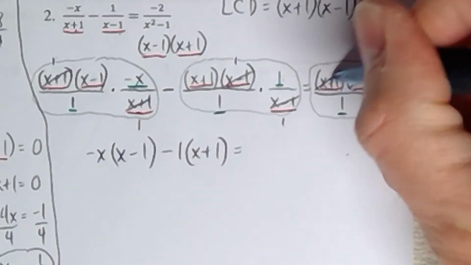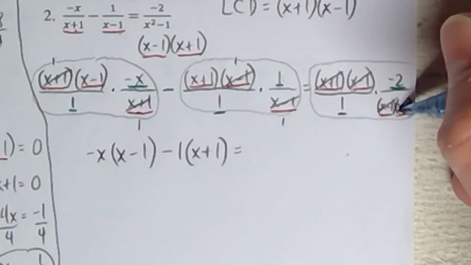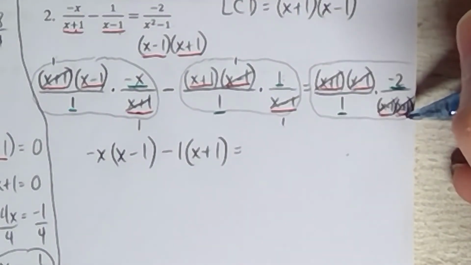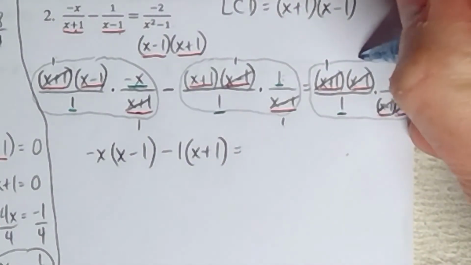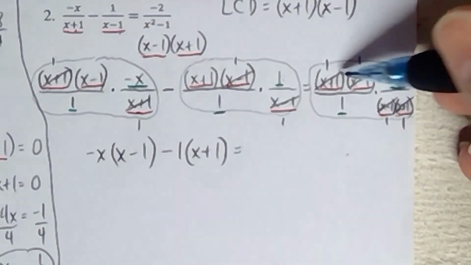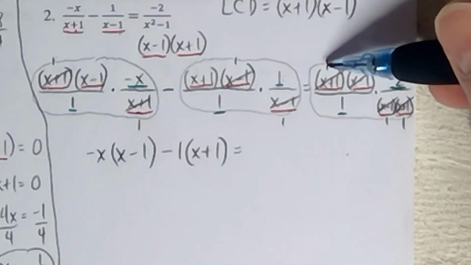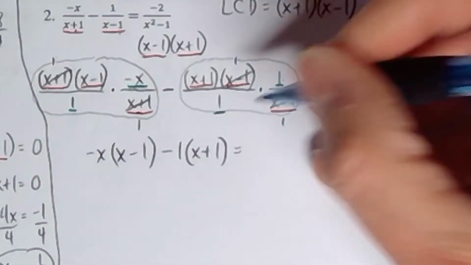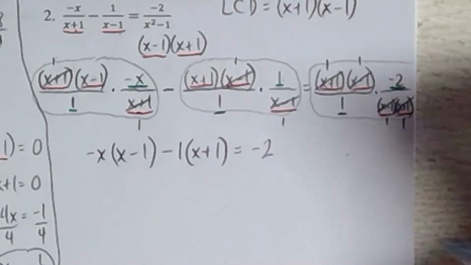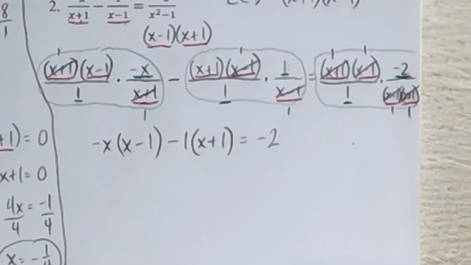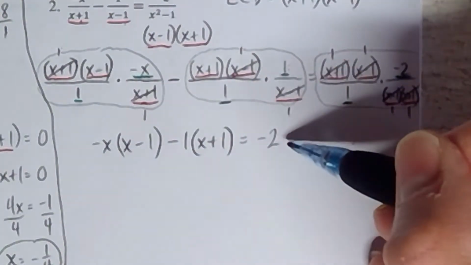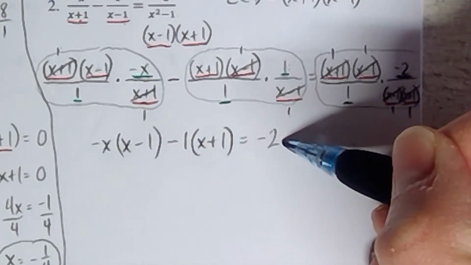Over here, both of these cancel, don't they? The x minus 1 and x minus 1, the x plus 1 and the x plus 1. Okay, they both cancel. Everything becomes 1s, on the red ones anyway. All we have left is 1 times 1 times negative 2, which is, of course, negative 2, right? And there you go. And so we did it. We got rid of the fractions. It now looks like a linear or quadratic equation again, right? But we don't know which yet.